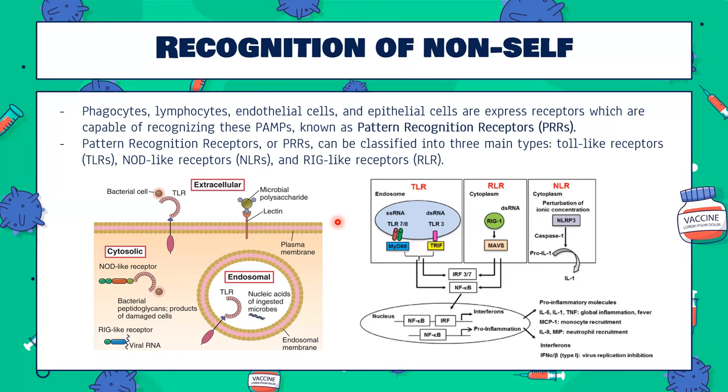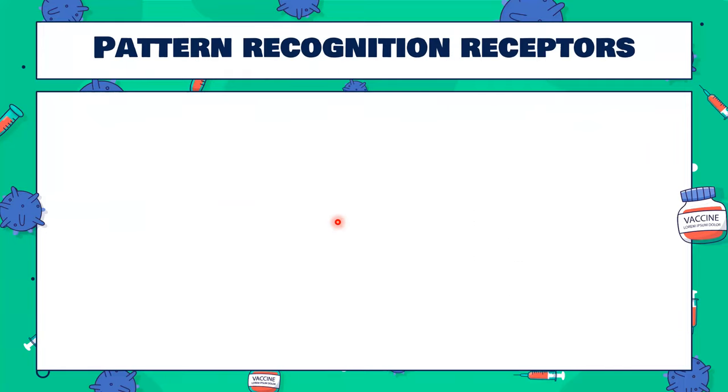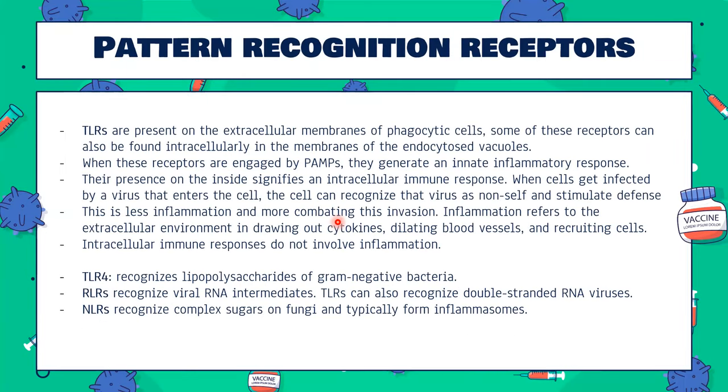Now, pattern recognition receptors or PRRs can be classified into three main types: toll-like receptors or TLRs, NOD-like receptors or NLRs, and RIG-like receptors or RLRs. What is each type and what does it do? So TLRs, I understand this is a lot, but I'm gonna go through it and make it as simple as possible. TLRs are present on the extracellular membranes of phagocytic cells. And some of these receptors can also be found intracellularly in the membranes of the endocytosed vacuoles.